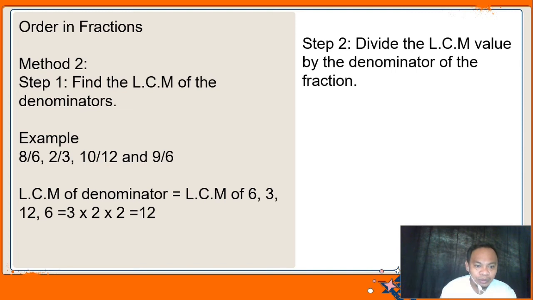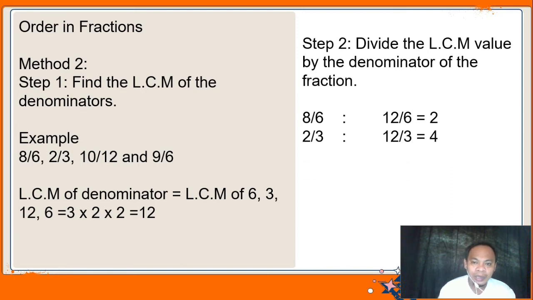For step 2, since nalaman na po natin yung LCM, divide the LCM value by the denominator of the fraction. So, ang ating first fraction ay 8 over 6, so ang kaniyang denominator ay 6. So, yung ating LCM na 12, divide by 6 is equal to 2.